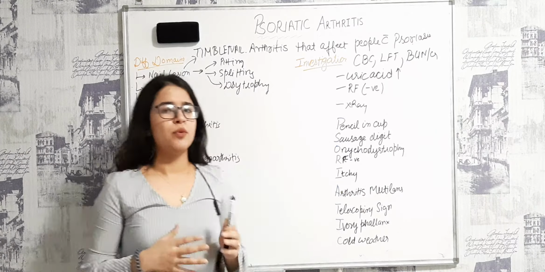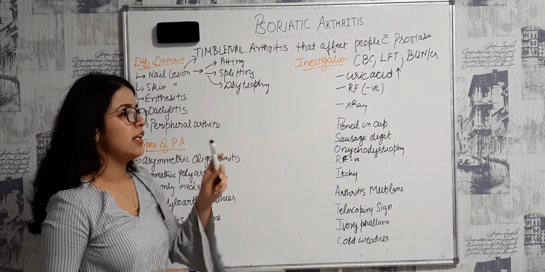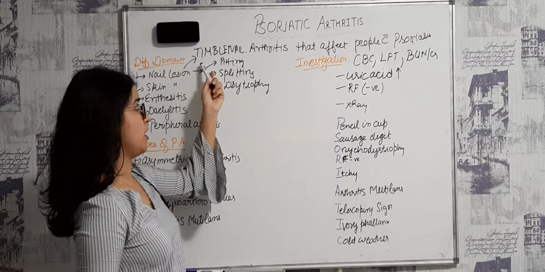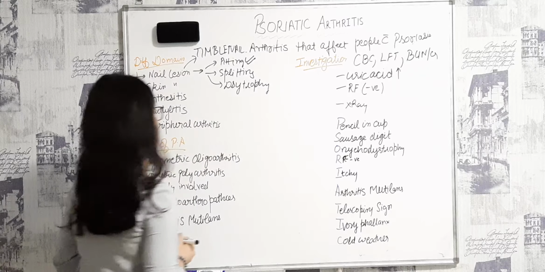In general, we will see different domains in it. First is a nail lesion. You will see there is pitting, splitting, and dystrophy. Generally, we refer to that lesion as a thimble nail, and pitting is very common in this case.